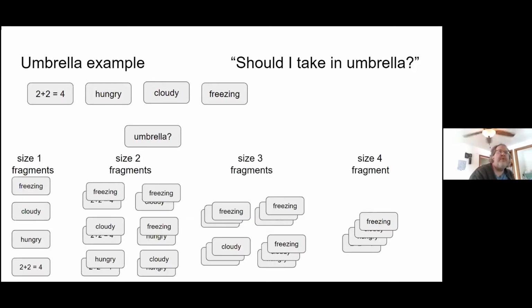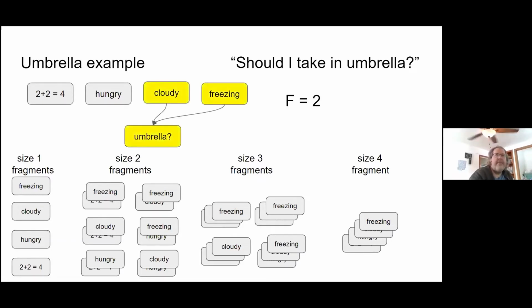So what we can do is we can consider this in terms of fragments. And we can say, I have 4 fragments of size 1, that is 2 + 2 = 4. Am I hungry? Is it cloudy? Is it freezing? Those are my 4 size 1 fragments. Now I also have 6 size 2 fragments. I have 4 size 3 fragments. And I have 1 size 4 fragment. And these are all of the different ways that I can partition the information in my brain.